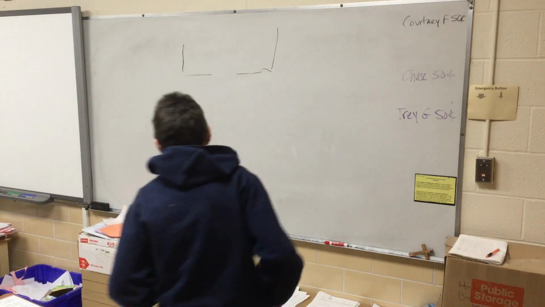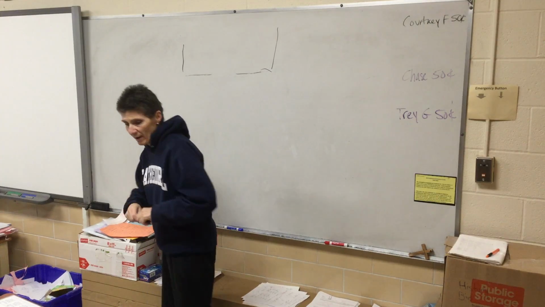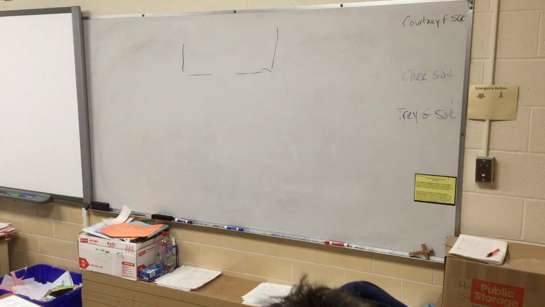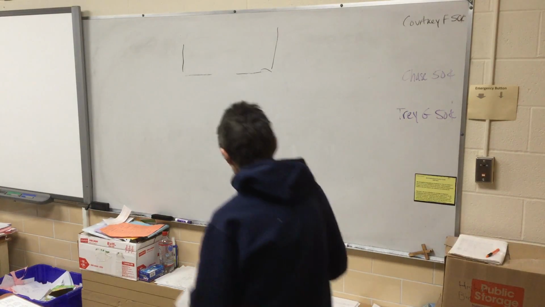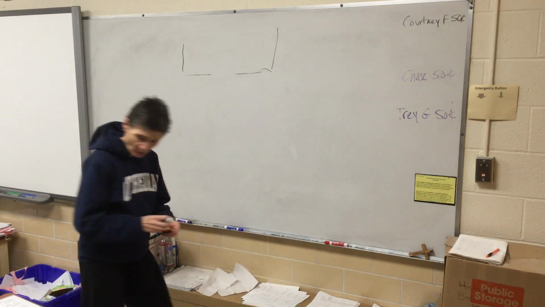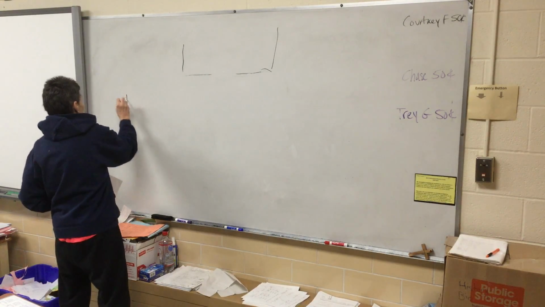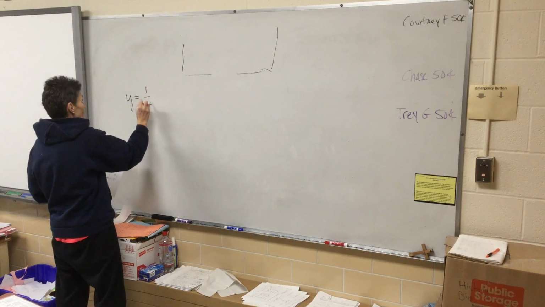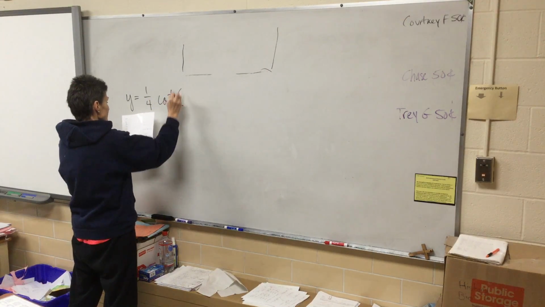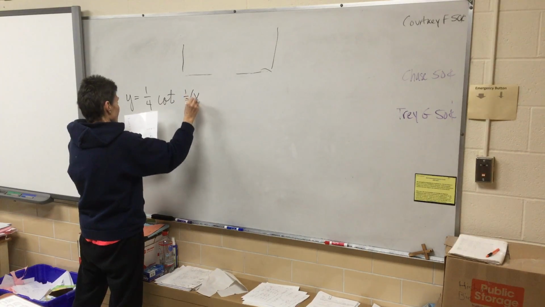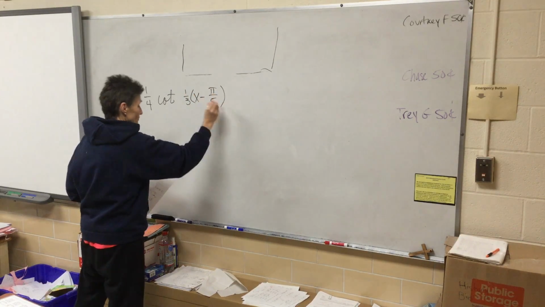Hi, let's start off today with a couple of review problems just to make sure that we're keeping up with stuff. So let's start with a quick sketch. Let's sketch y equals 1/4 cotangent 1/3 x minus pi over 5.